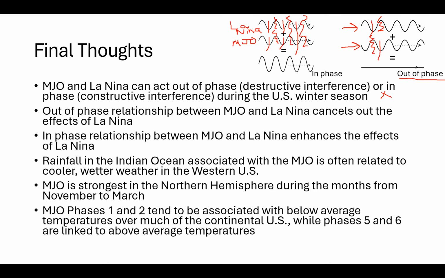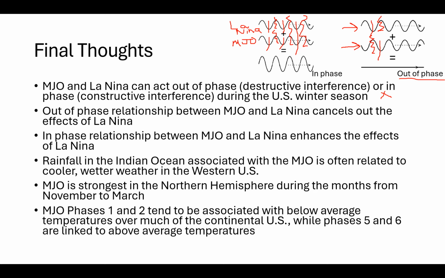Sometimes the MJO and La Nina can act in phase with each other, and that's going to enhance the effects that you would typically see with MJOs in specific phases and La Nina in the winter season in the U.S. The out of phase relationship again between MJO and La Nina will cancel out the effects of La Nina.